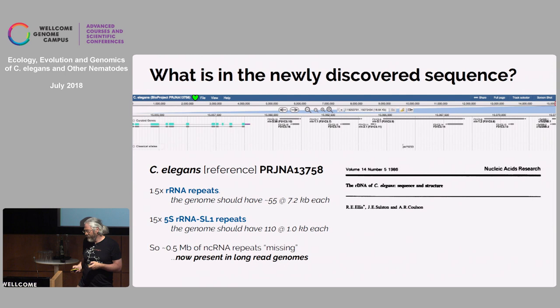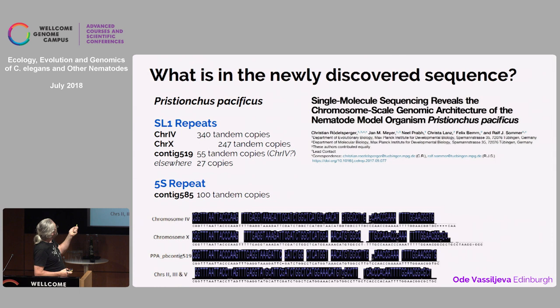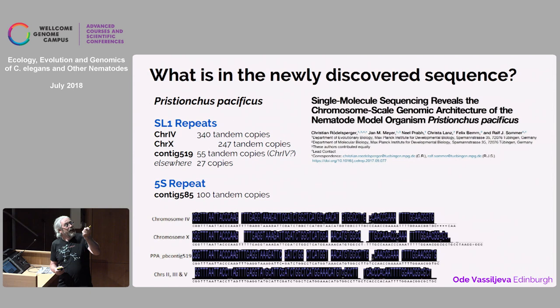So these repeats are important biologically and tell us something about the biology of the organism. The same is true of Pristionchus. So Pristionchus pacificus, the genome increased by about 18 megabases. And what happened was, from having just over 200 SL1 repeats, there are now over 600 SL1 repeats. And from having about 10 5S repeats, there are now 100 tandem copies. And the SL1 5S RNA repeat in Pristionchus is very different from that in C. elegans, but basically we can identify unique signature sequences for chromosome 4, chromosome X, this contig, which is probably part of chromosome 4, and then some copies which are found elsewhere.